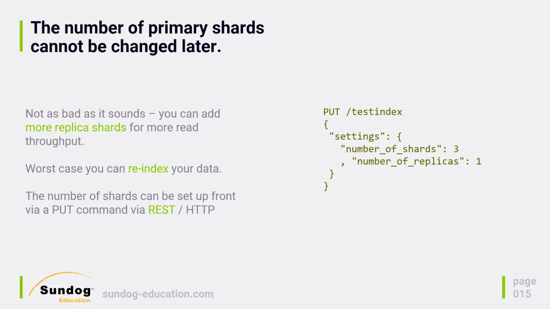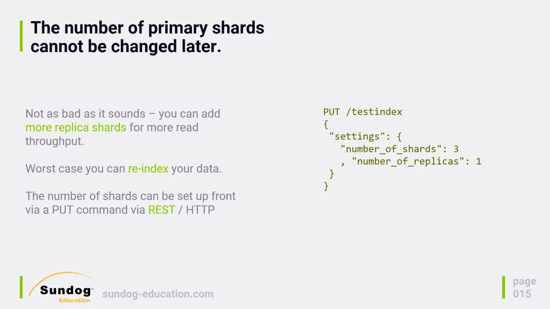Now, this kind of sucky thing is that you cannot change the number of primary shards in your cluster later on. You need to define that right when you're creating your index up front. And here, by the way, is what the syntax for that would look like through a REST request. We would specify a put verb on our REST request with the index name, followed by a settings structure in JSON that defines the number of primary shards and the number of replicas.